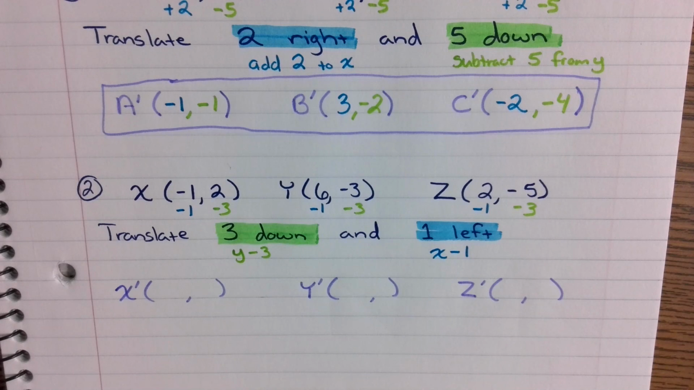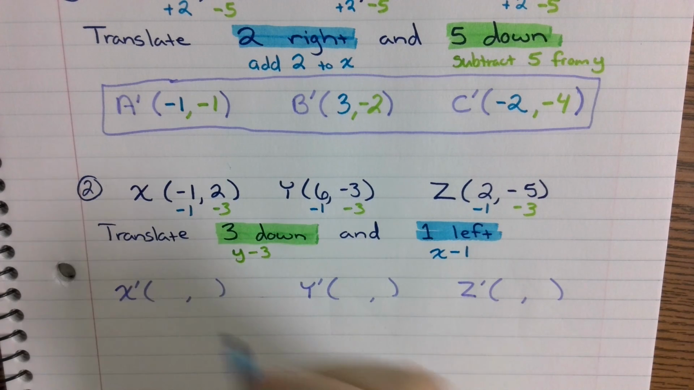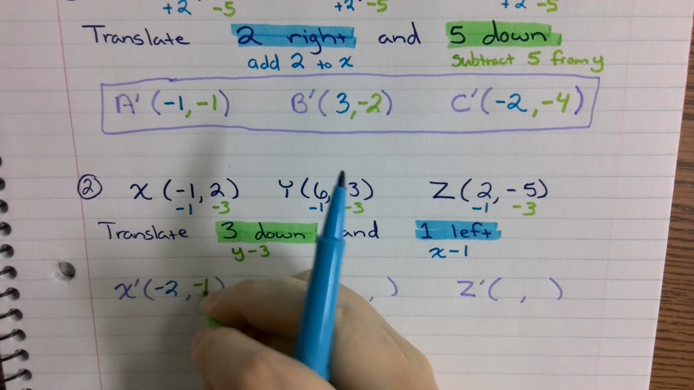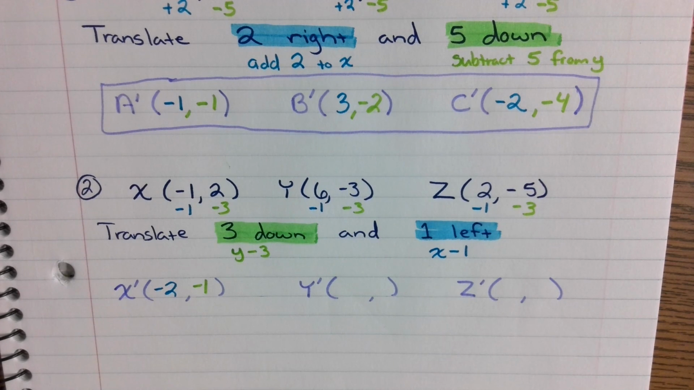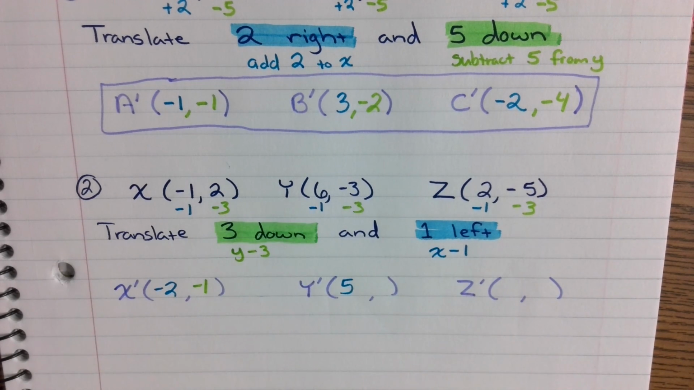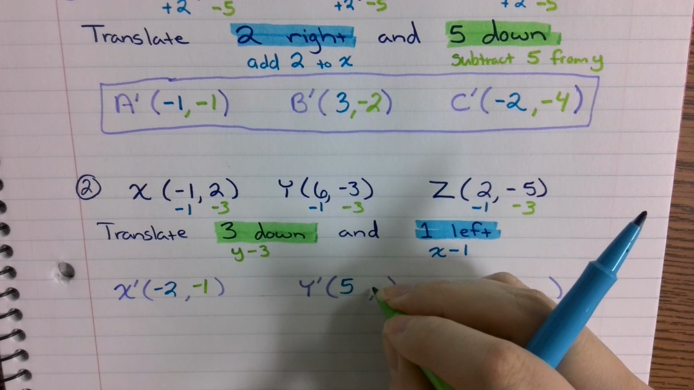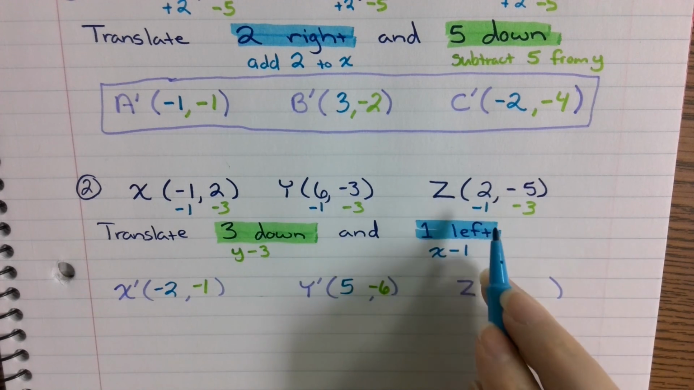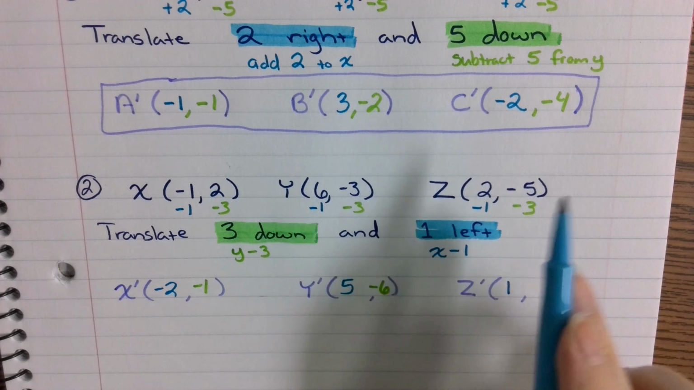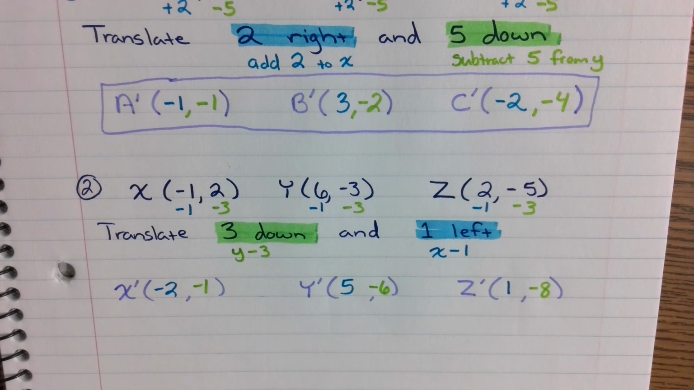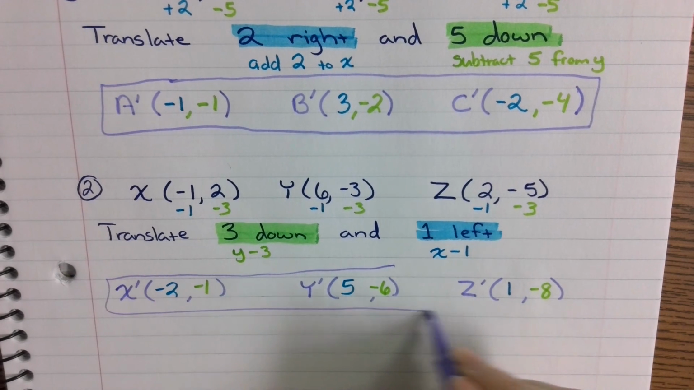Negative 1 minus 1 gives me negative 2. 2 minus 3 gives me a negative 1. So there's my x prime. 6 minus 1 gives me 5. Negative 3 minus 3 gives me negative 6. There's my y prime. 2 minus 1 gives me 1. Negative 5 minus 3 gives me negative 8. There's my z prime. So there's my newly translated figure.